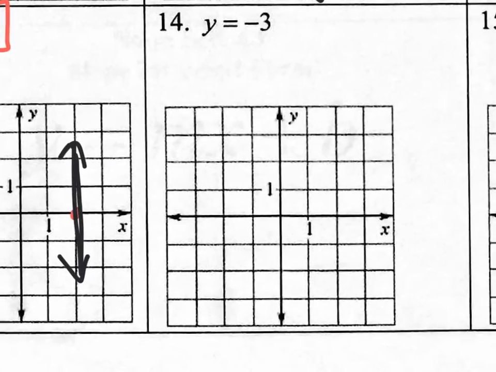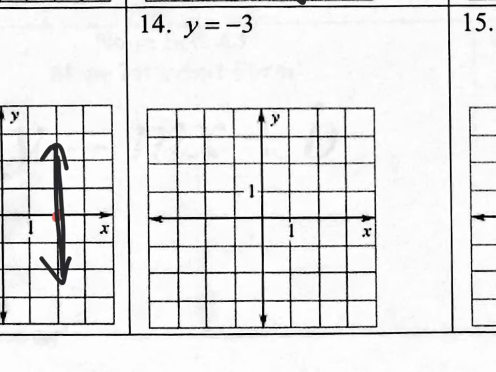So number 14, is that going to be a vertical or a horizontal line? Horizontal. So you go to y equals -3, you draw your horizontal line right through there.